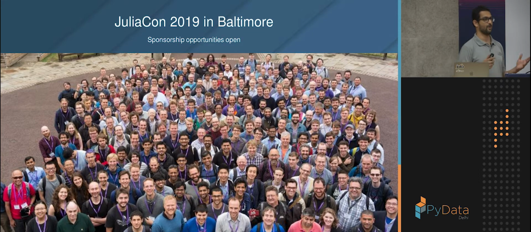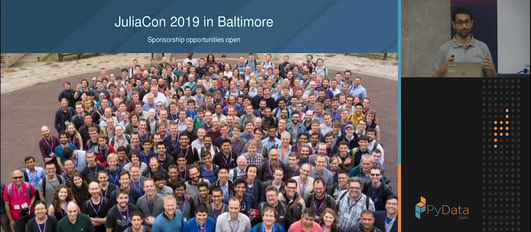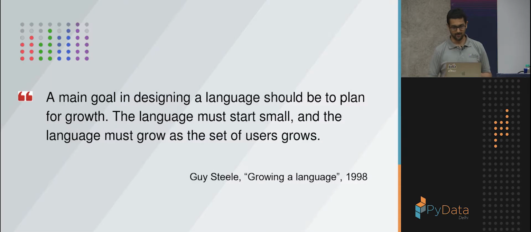So it is a community project. Please come and talk to me if you have questions about how to participate, how to join. More than questions, I would probably be happy to take ideas on how to make Julia better. And I'm going to sort of stop with this quote by Guy Steele, which I like a lot. The main goal in designing a language should be to plan for growth. Start out small, but then the language must grow as the set of users grows.